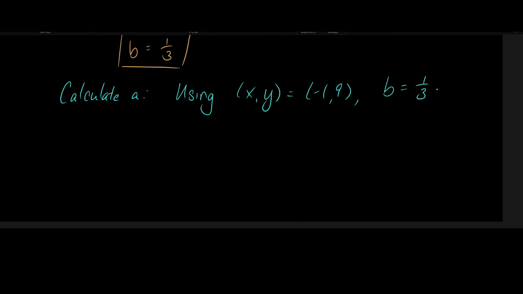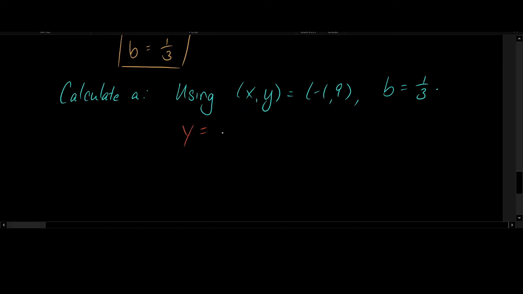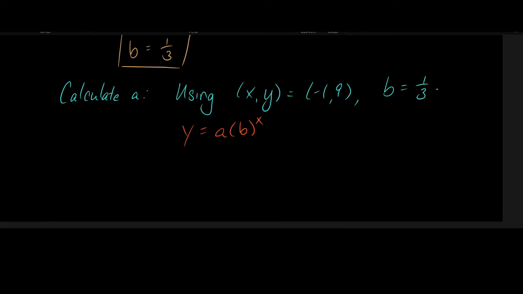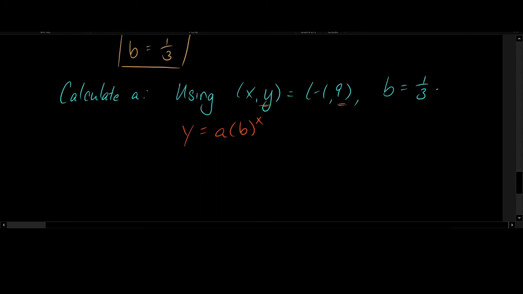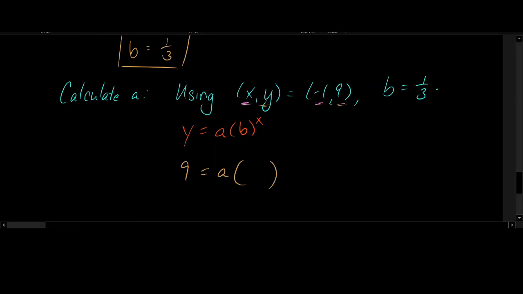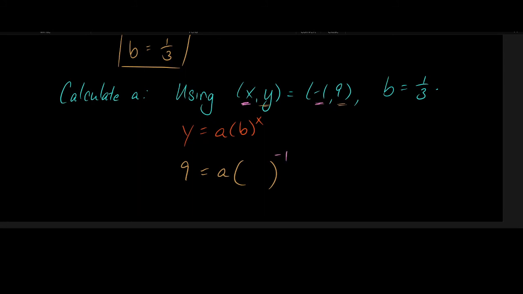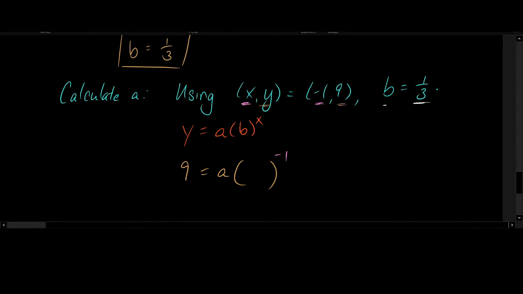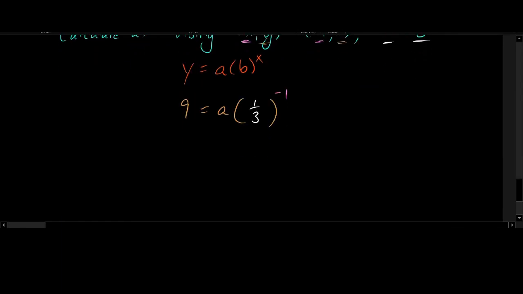So we have our general form of the equation, y is equal to a b to the x power. We're given a y value that's equal to 9. We don't know what a is just yet; we're trying to calculate that. We're given an x value that's equal to -1, and we have a b value that's equal to 1/3. So let's clean this up and let's try and solve for a.